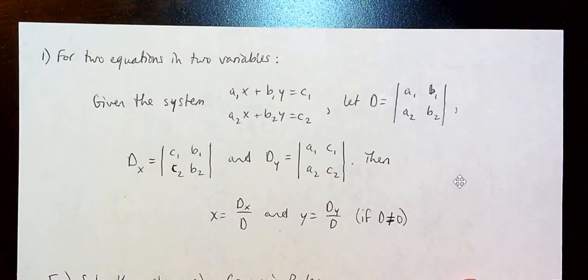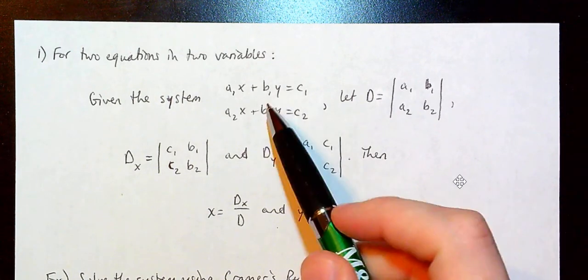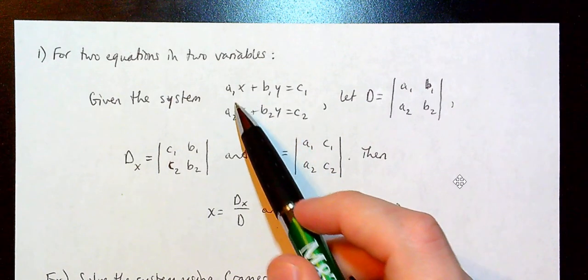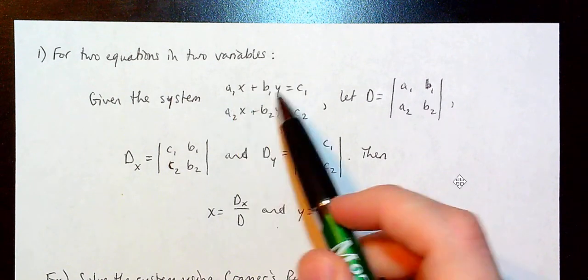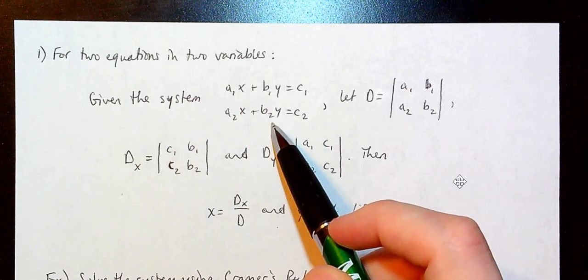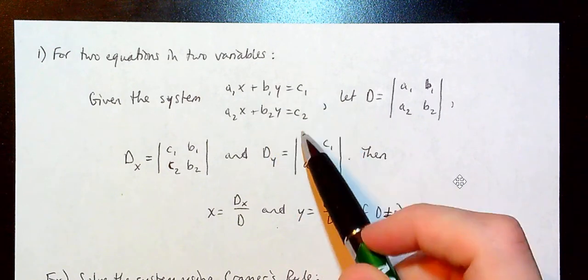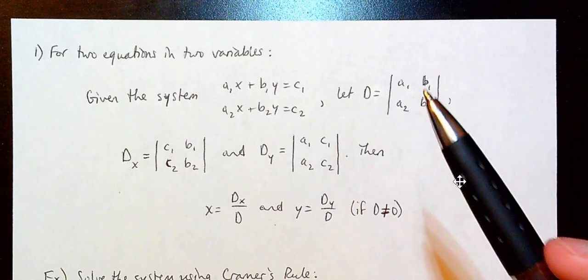So this is Cramer's Rule for two equations in two variables. Suppose you have a system of two linear equations in two variables. You have these constants, a1, a2, b1, and b2. Those are the coefficients on your variables x and y. And then you have the numbers that these things are equal to. Call them c1 and c2.